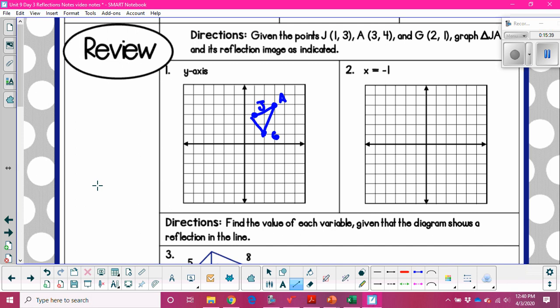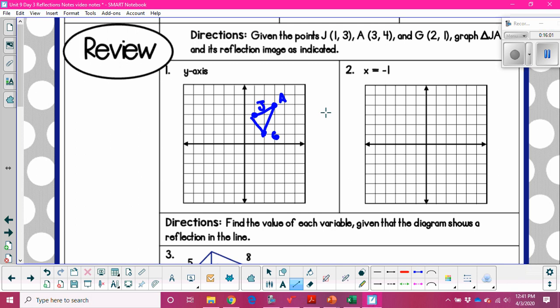Okay, so then you had to reflect it in the y-axis. So the y-axis is your line of reflection. So you're going to take it from over here, and you're going to flip it over here, and you're going to end up in quadrant 2. Okay, remember, you're going to be the same distance from your line of reflection for the image as you were for the pre-image. Okay, so let's look at what that looks like.